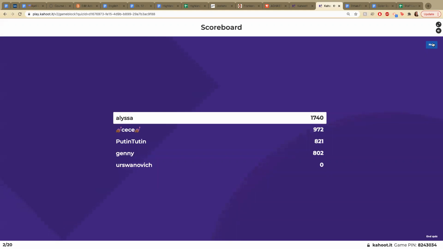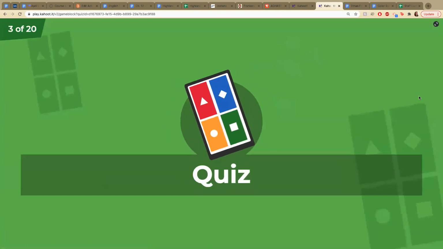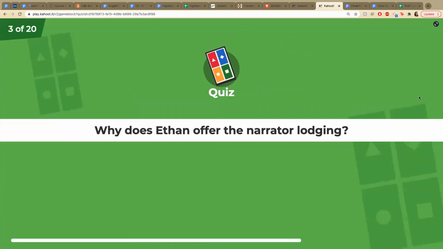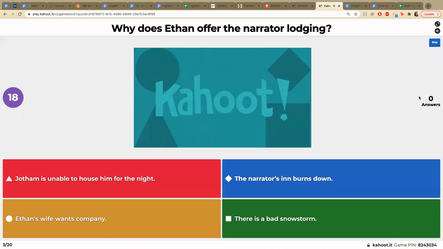We should change this music too. Why does Ethan offer the narrator lodging? Jotham is unable to house him for the night. The narrator's inn burns down. Ethan's wife wants company, or there's a bad snowstorm.